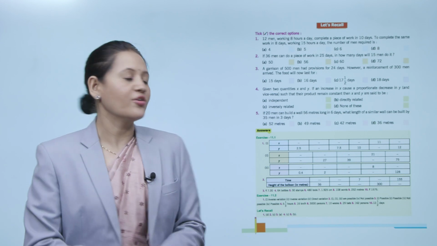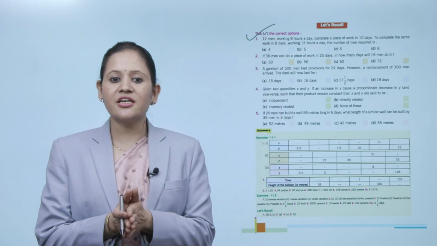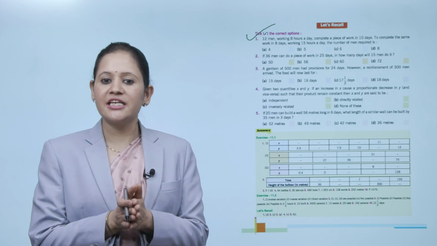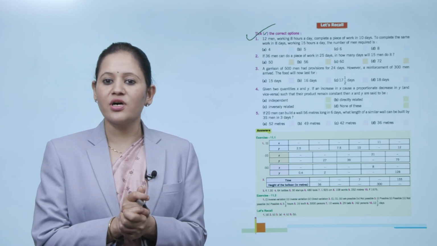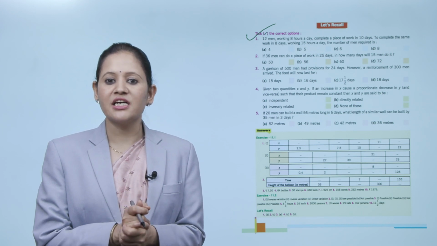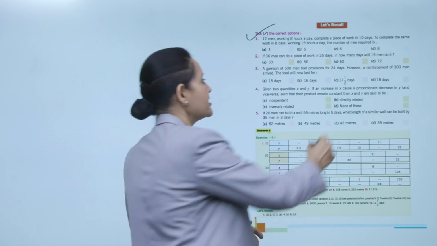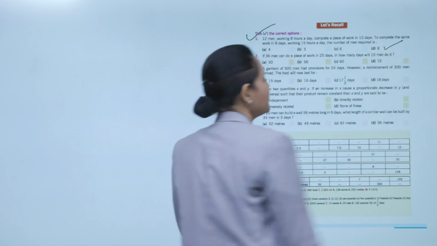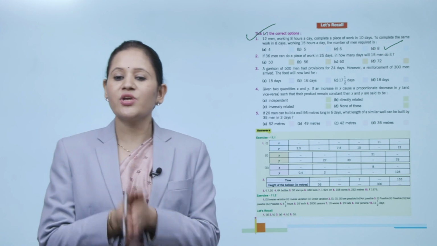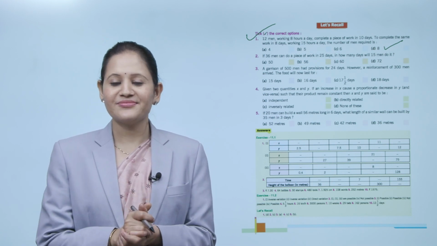Next is, let's recall. Take the correct option. 12 men working 8 hours a day complete a piece of work in 10 days. To complete the same work in 8 days working 15 hours a day, the number of men required is, the correct answer is D, 8 men. Clear? So here we end the chapter. I hope you understand it well. Now you have to practice it.